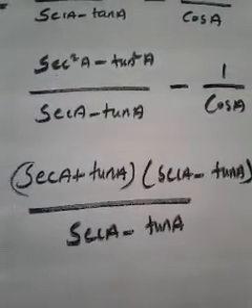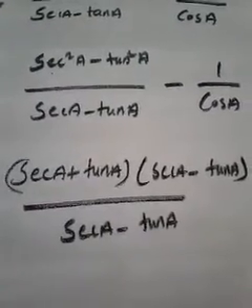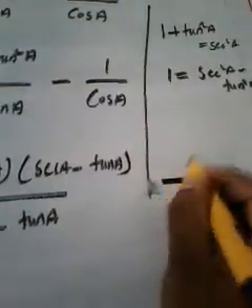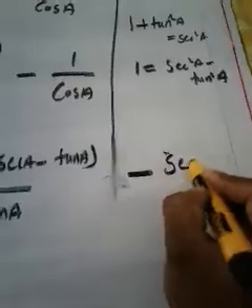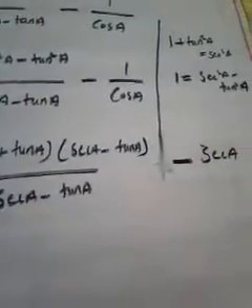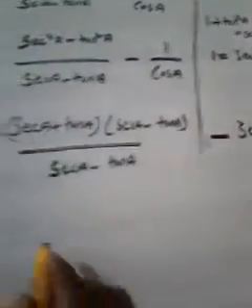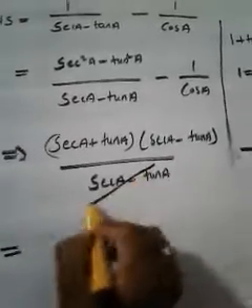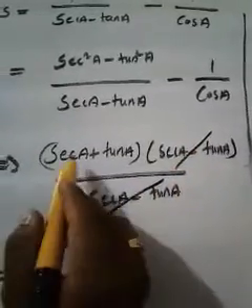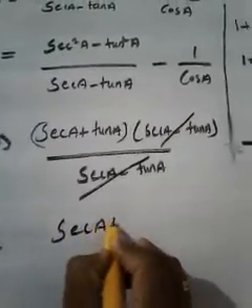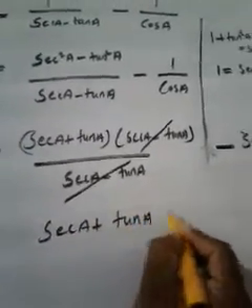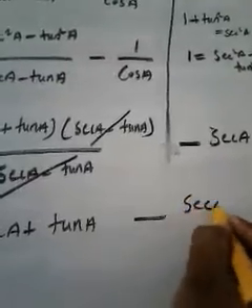a square minus b square is nothing but a plus b into a minus b, divided by sec a minus tan a as it is, minus this 1 by cos a. Can I replace sec a? Yes, of course. We know that 1 by cos a is nothing but sec a. Now we see sec a minus tan a get cancelled. What will remain? Cosec a plus tan a only will remain, minus sec a.